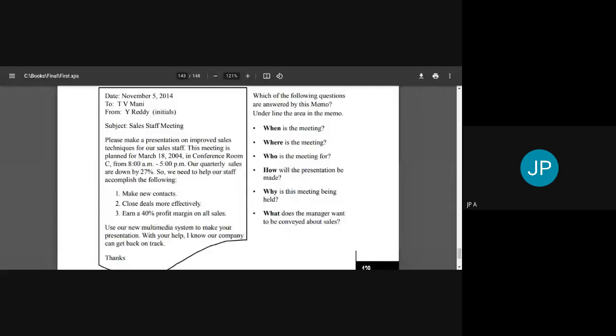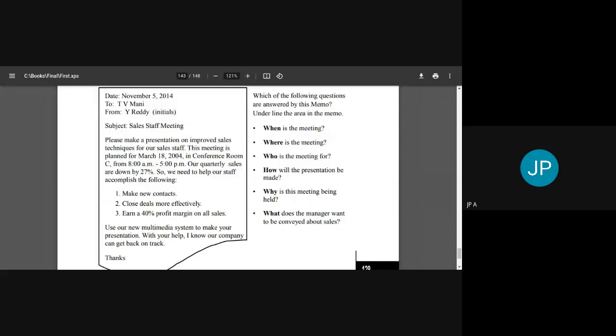We call these fields. We have a date field, a To field, and a From field. In the From field, we write the name, that is our name or the name of the person who is sending the memo, and within brackets they put their initials. Why do they put their initials? Because a memo does not have a signature. Instead of a signature, if you look at how the memo ends below, there is no thanking you, yours faithfully, no signature and no name at the bottom, just a thanks.